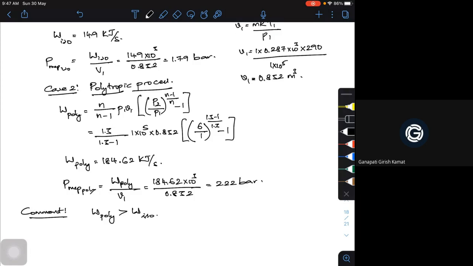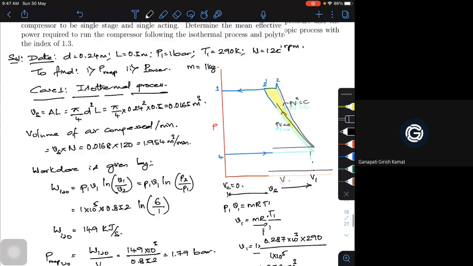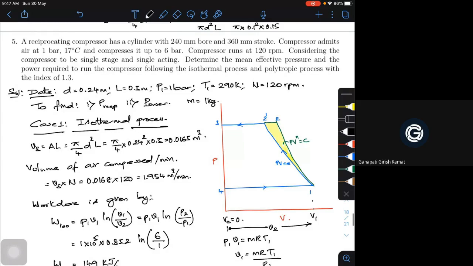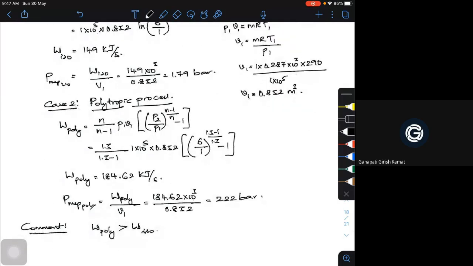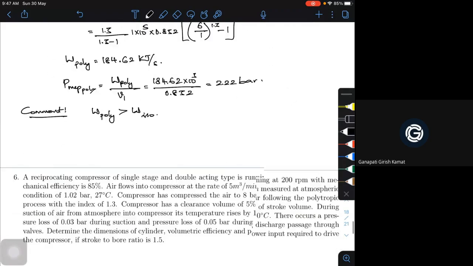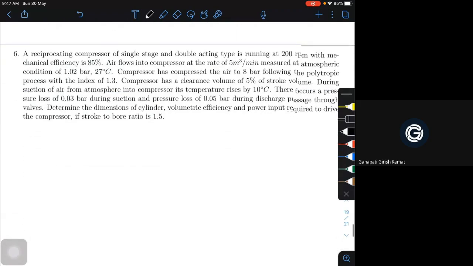Is that clear? So work done in what we call a polytropic process is greater than work done in an isothermal process. That's all. I just want to bring in this difference, which is why I took this particular problem. Is that clear? Okay, let's move to the next problem.